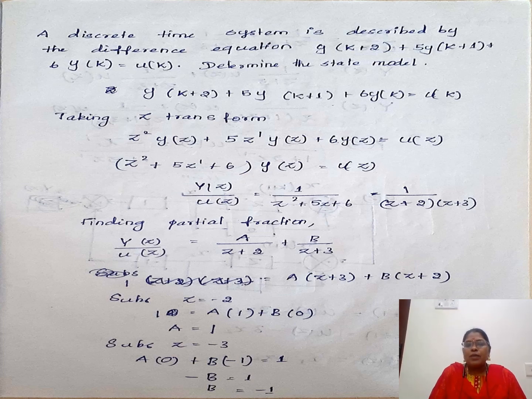Then find y by u. After finding y by u, you have to apply partial fractions: A by z plus 2 plus B by z plus 3. Find the values of A and B. When you find the values of A and B, you will get 1 and minus 1.